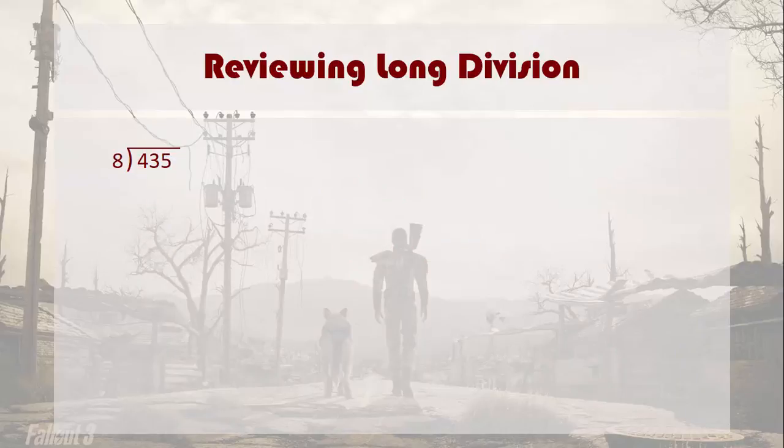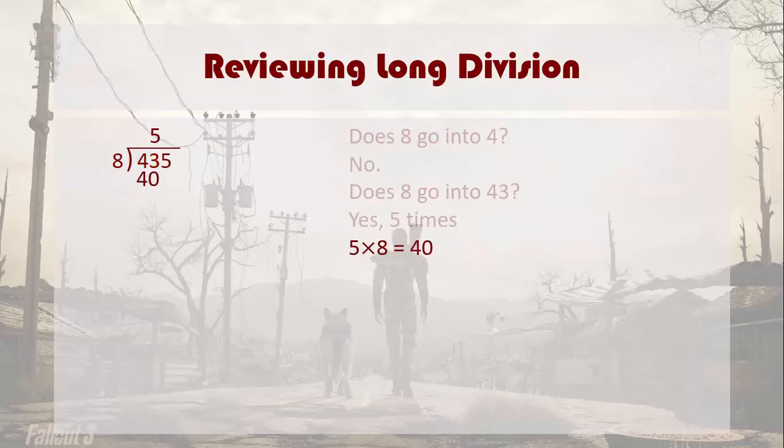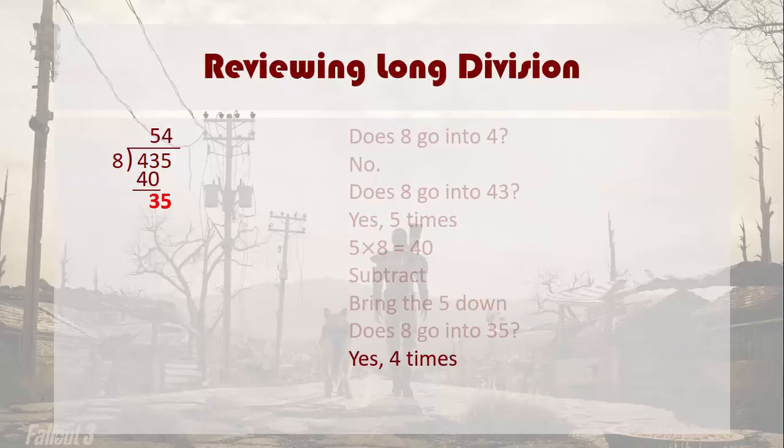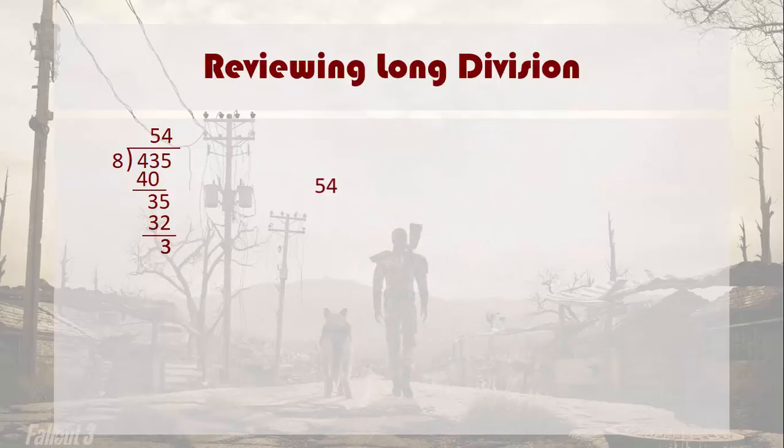Let's do another one real quick. 435 divided by 8. Does 8 go into 4? No. Does it go into 43? It does. How many times? 5 times. 8 times 5 is 40. Subtract. Drop the 5. Does 8 go into 35? Yes, it does, 4 times. 4 times 8 is 32. Subtract. So in this particular case, our answer is 54, but we do have a remainder of 3.